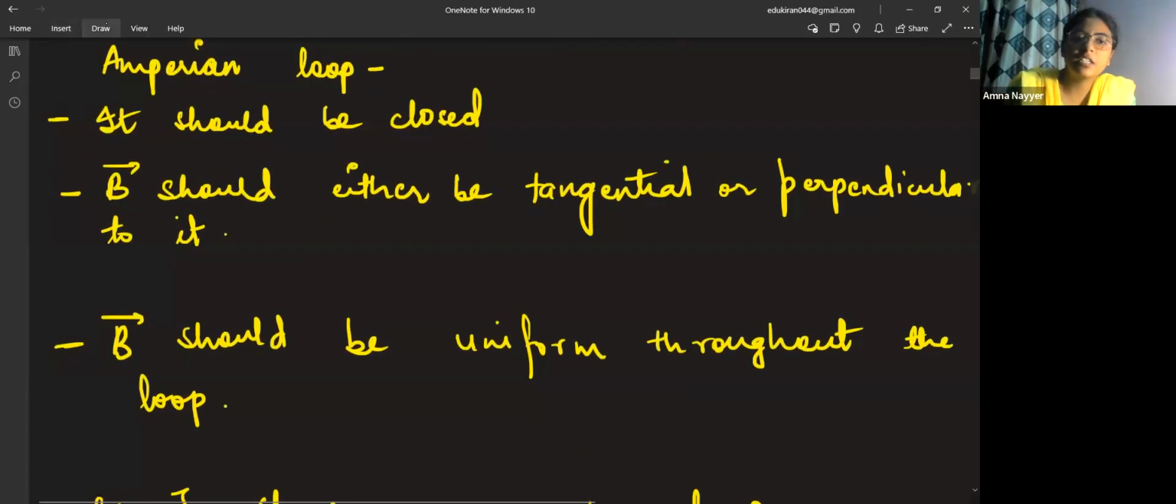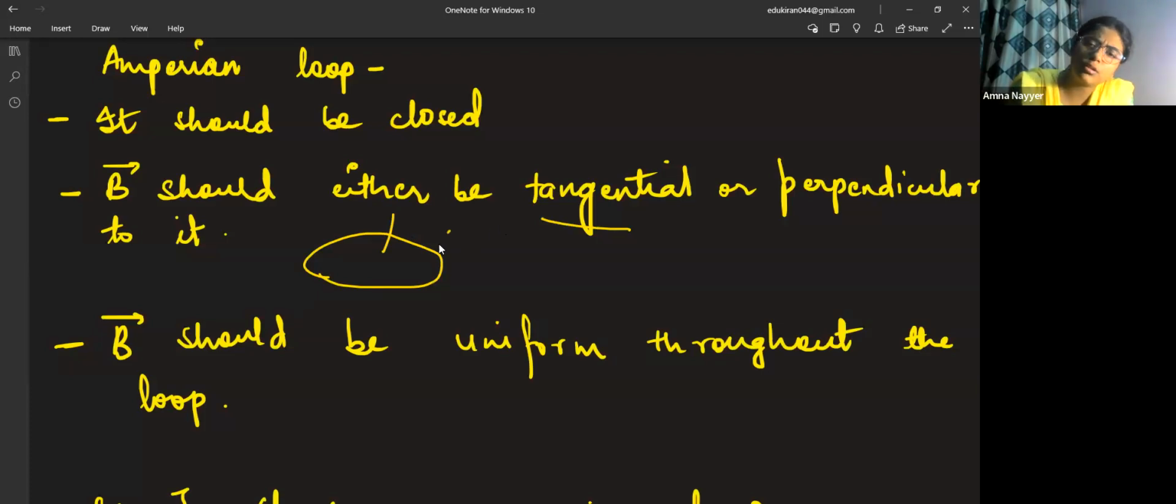So the first condition regarding an Amperian loop is that it should be closed. Secondly, the magnetic field should either be tangential or perpendicular to it. Means if you are constructing an Amperian loop, the magnetic field should either fall tangential or perpendicular. In the numericals also, usually the magnetic field is going inside or outward, so that is also making this perpendicular.